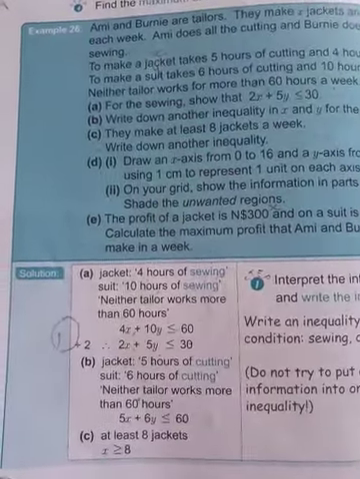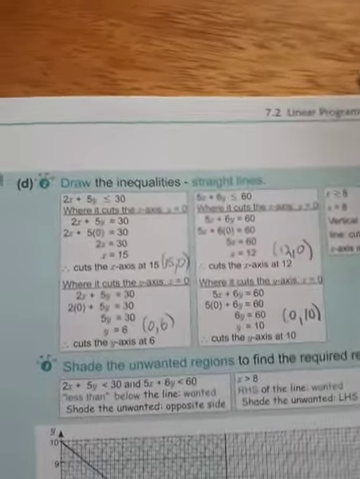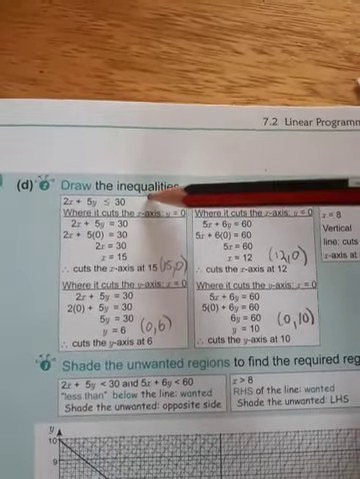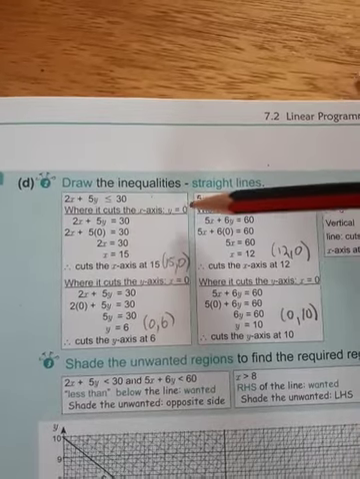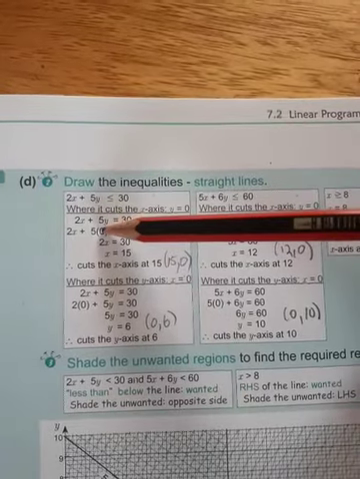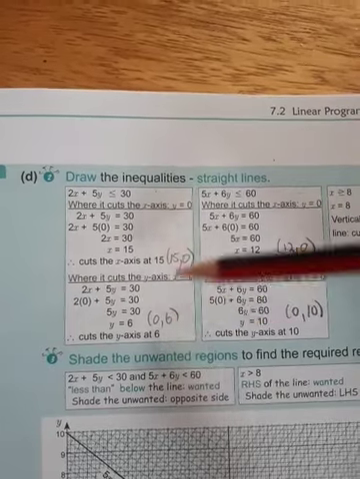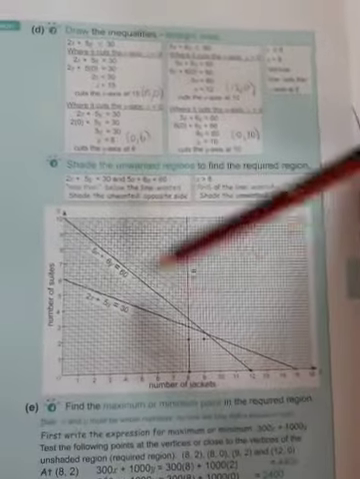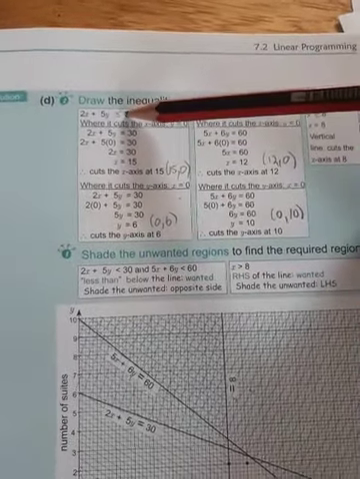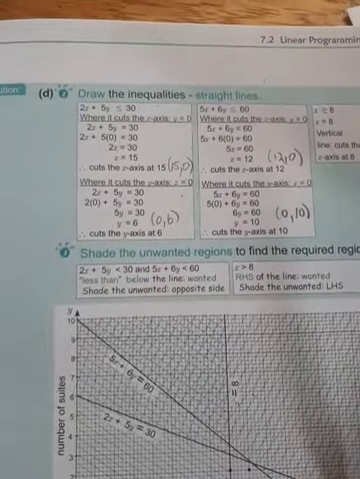Then in step 2, where we draw the inequalities, I'm not going to work through it in detail. Remember, to find the straight line, we use y equals 0 and x equals 0. We substitute that in each case, and we find 2 coordinates. Once we have found the 2 coordinates, we plot them and draw our line. Again, because it is less than or equal, it will be a solid line.